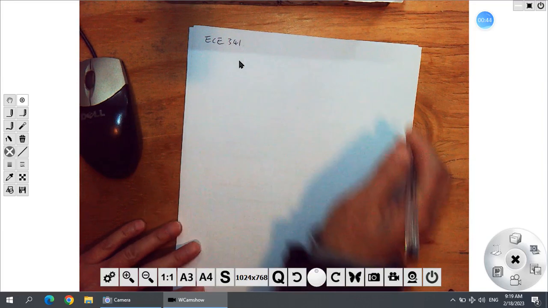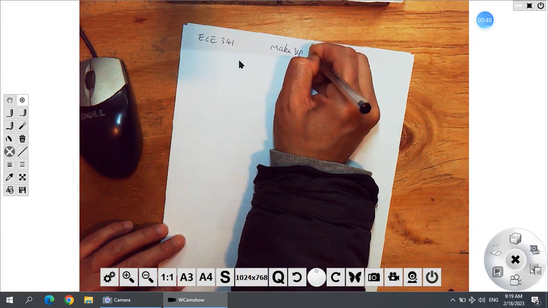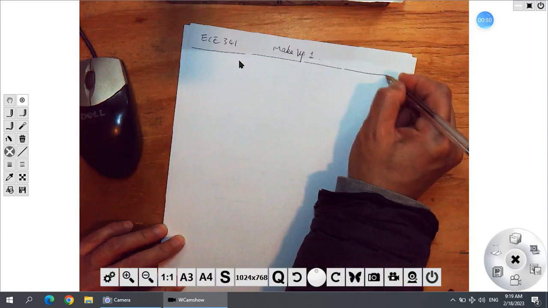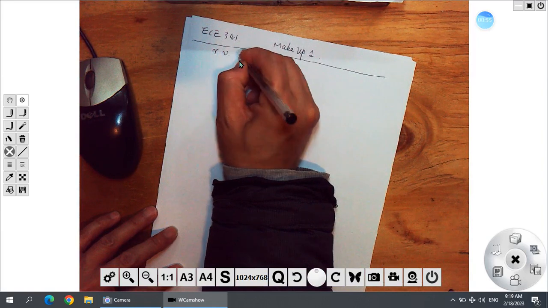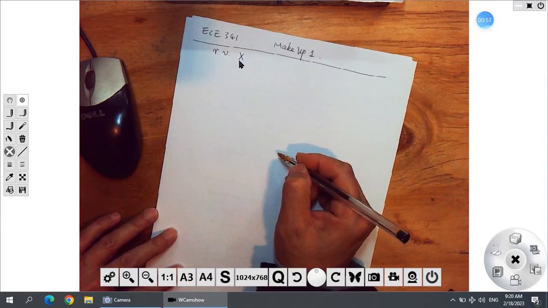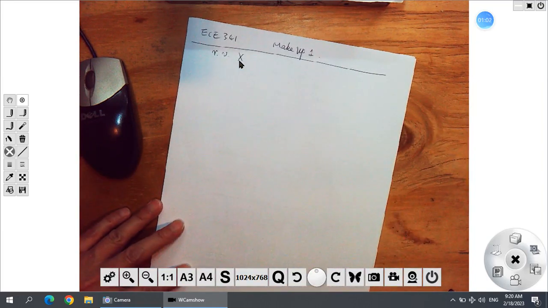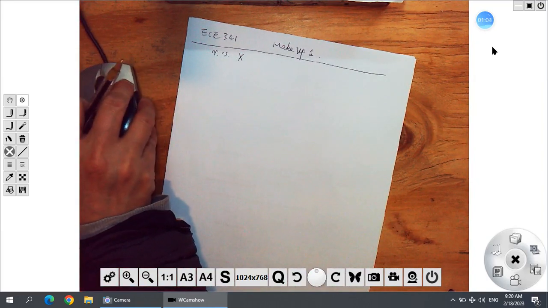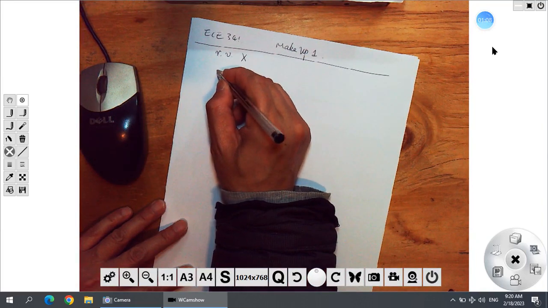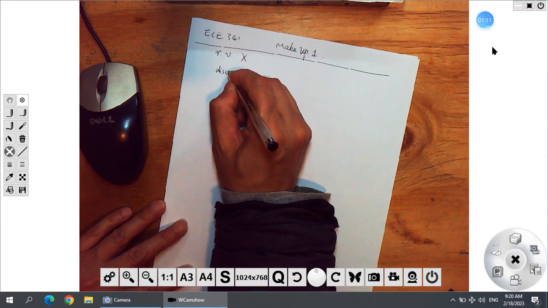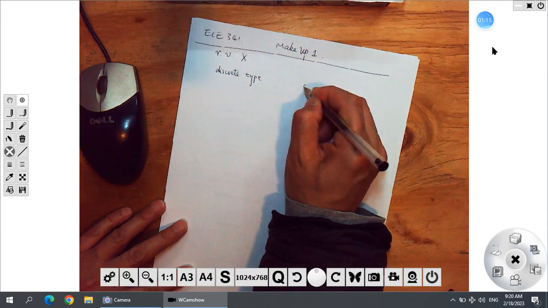This is ECE341, makeup 1. We will consider a random variable, I denote it as X. Then for X we can have those functions, but depending on the type of X. So we have 2 cases: discrete type and the continuous type.